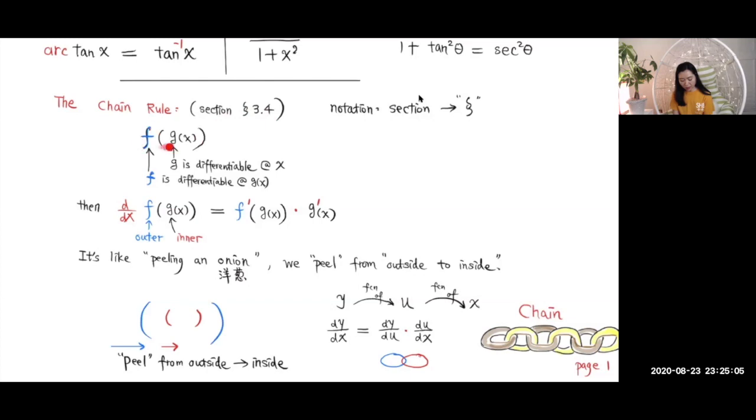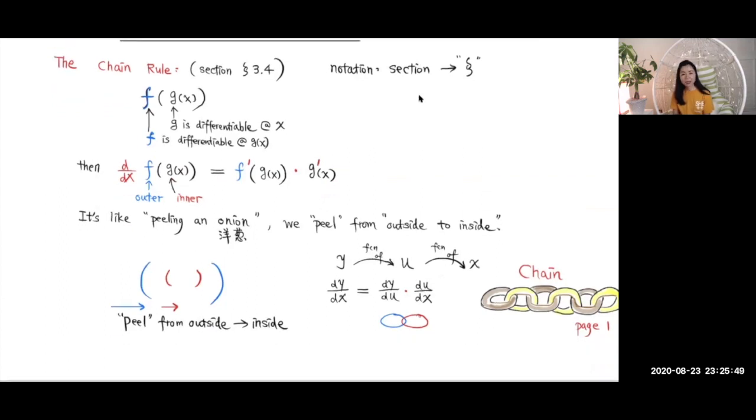The chain rule talks about when you have a composite function, okay? So you have an outer function and an inner function. When the inner function is differentiable at x, and the outer function is differentiable at g of x, then when you differentiate this composite function, you will take the derivative of the outer function and evaluate it at the inner function, and then multiply by the derivative of the inner function.